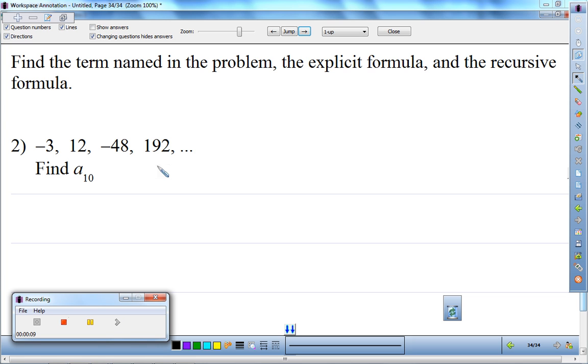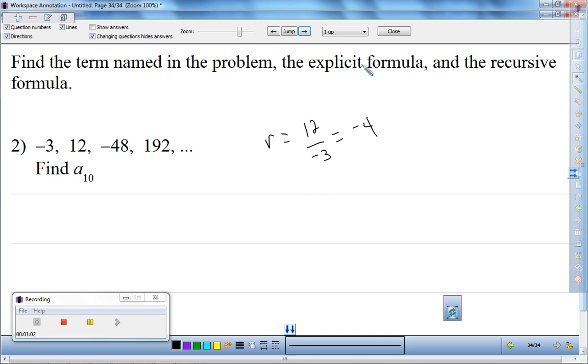Again, our common ratio can be found by taking two of the numbers in sequence and dividing them. And again, in this case, it may be a little bit straightforward to find it, but we'll go ahead and go through the process of setting it up to find the common ratio. So in this case, our common ratio, which we're going to denote with r, is going to be 12 divided by negative 3, so we end up with negative 4. So that's our common ratio, which will be used in both the explicit and recursive formula.